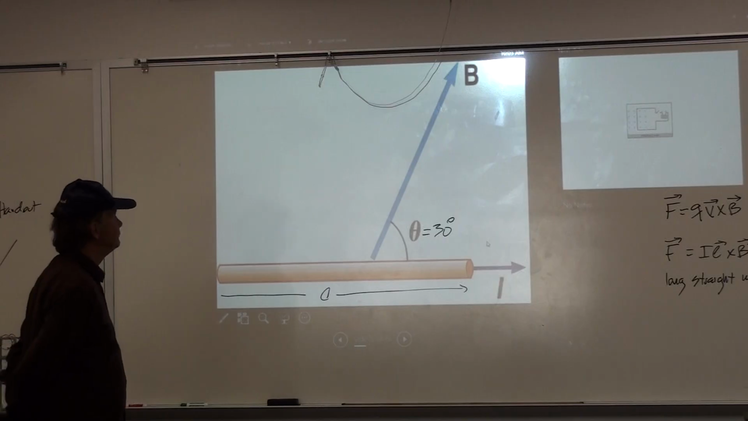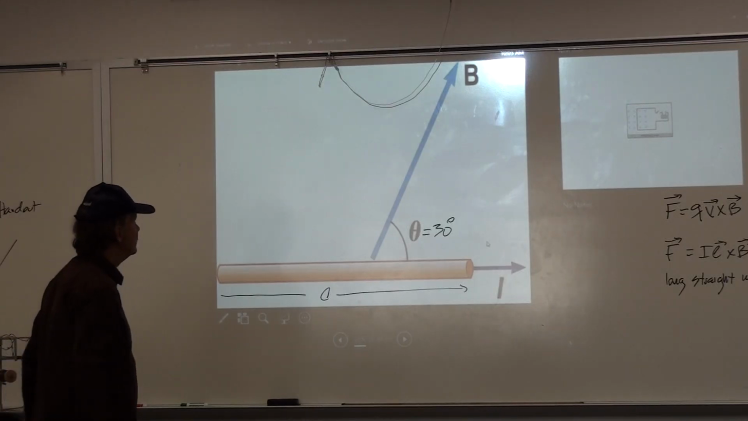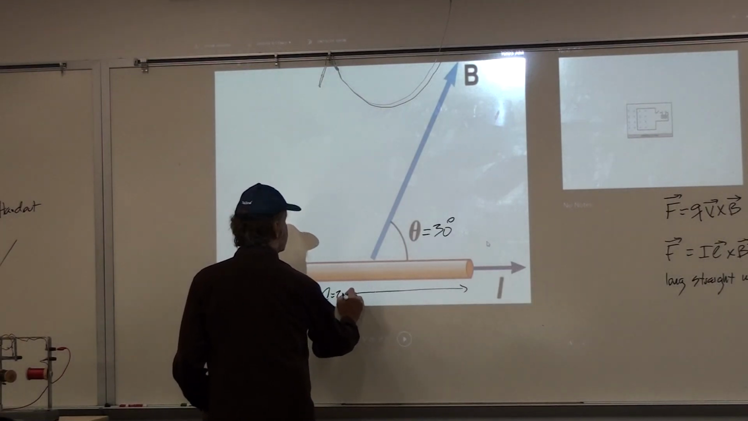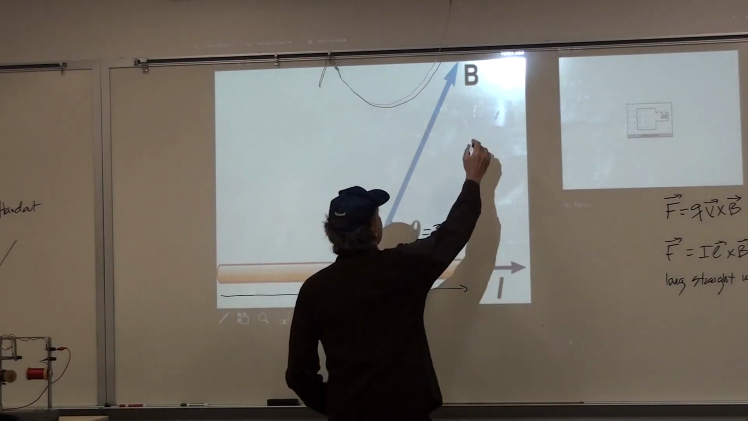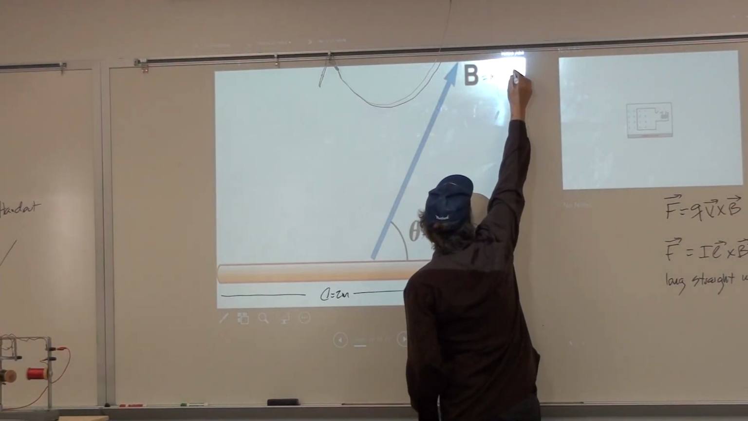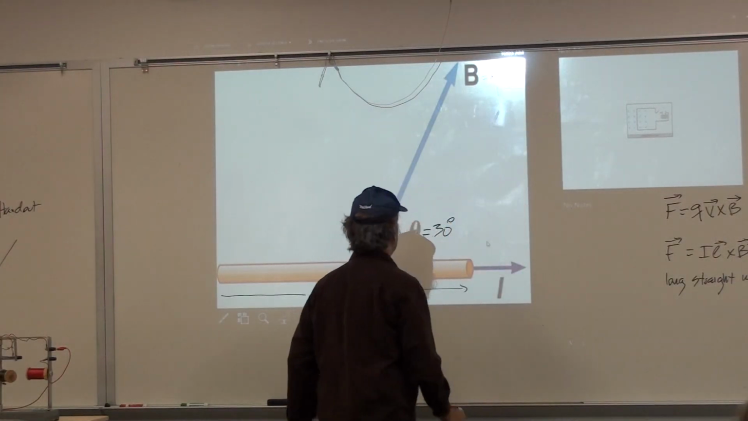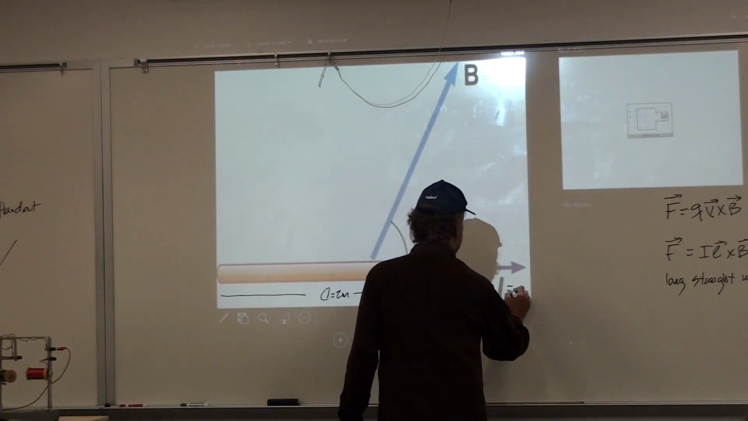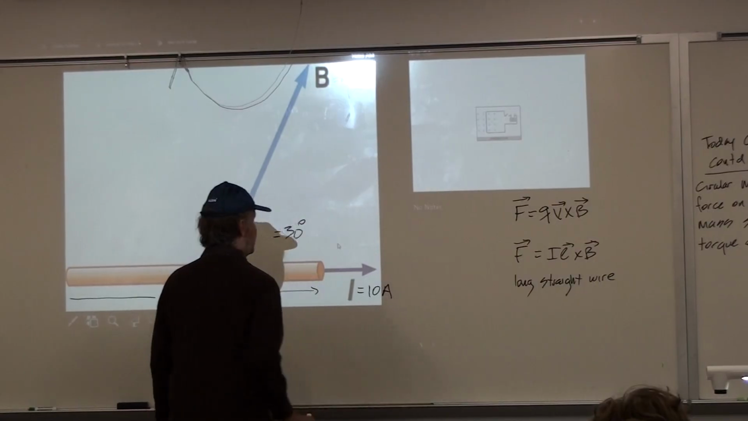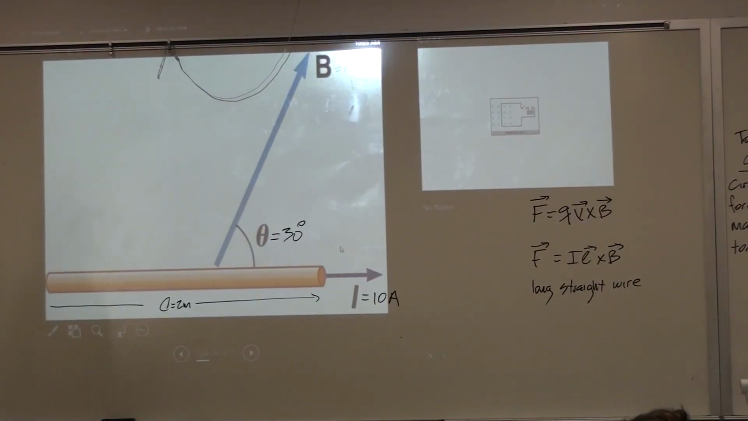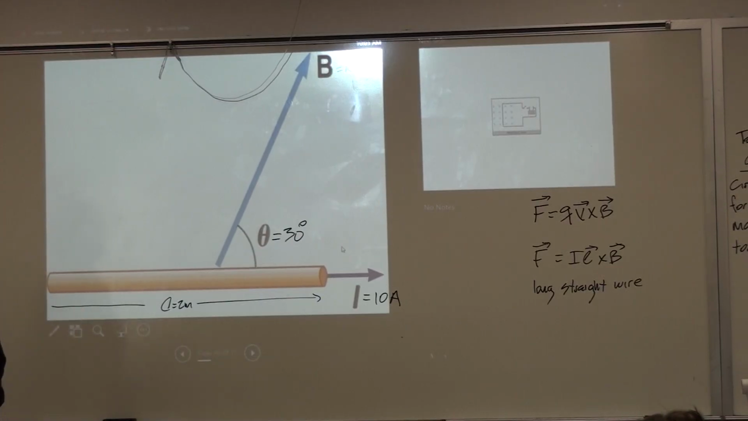So for this problem, we could set L equal to 2 meters. Let's set our magnetic field equal to 10 to the minus 2 Tesla. Theta equals 30 degrees, and we'll have a current going through here of 10 amperes. Okay, and so first of all, what would be the direction of the force?